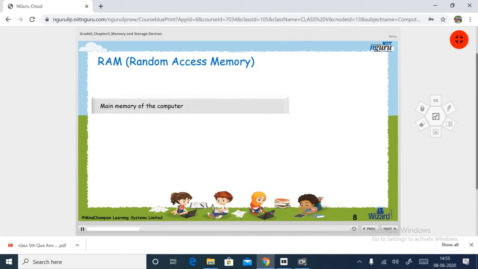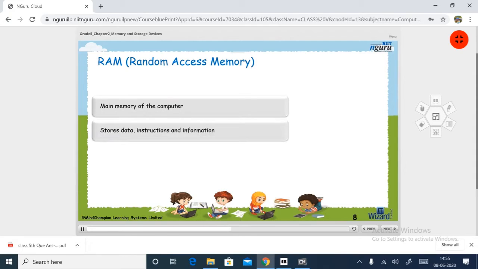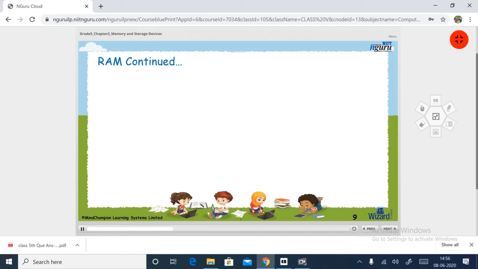Now, what is RAM? RAM is known as random access memory, the main memory of the computer. It can store data, instructions and information, and it is directly accessible by the CPU. Data, instructions and information I told you earlier also, at the start of the chapter, so go through that.